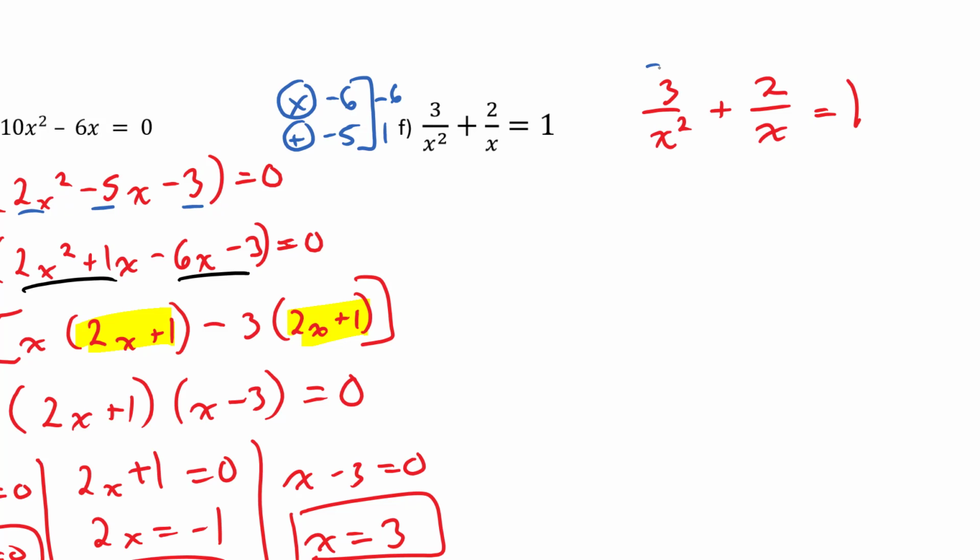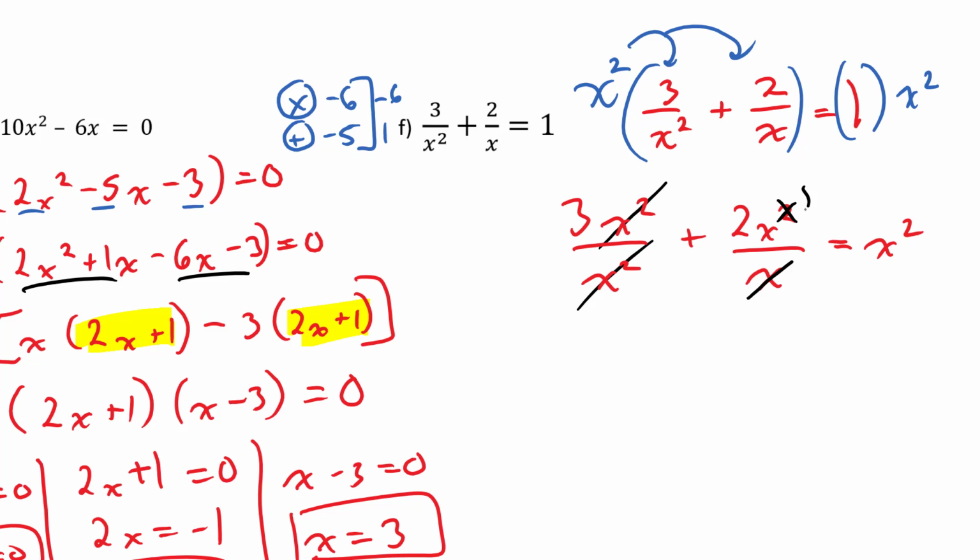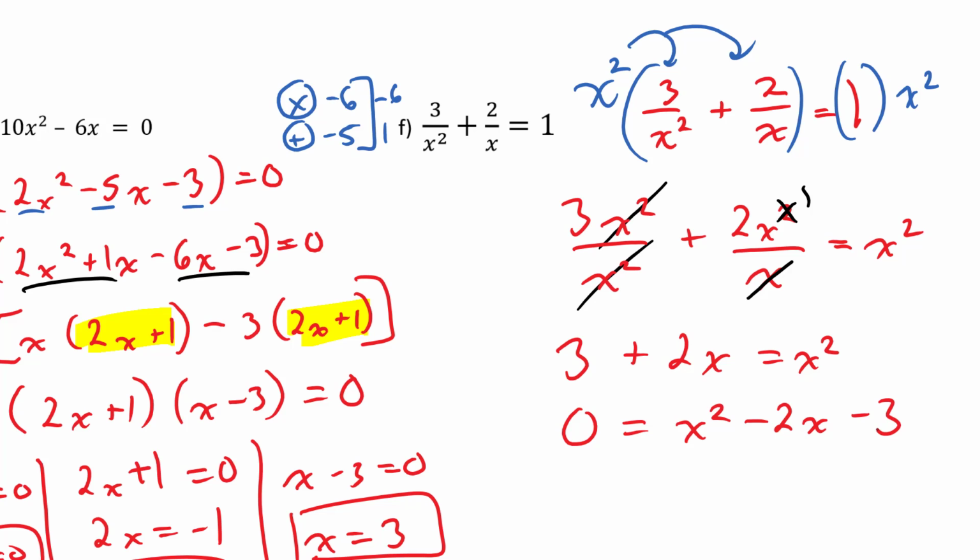Let's get rid of them here by multiplying every side by x squared. When I do that, I have 3x squared over x squared. Remember to distribute to both the values there. 2 times x squared is 2x squared over x is equal to x squared. See what happens? X squared cancels out x squared, and this x cancels out one of those x's. I then get 3 plus 2x is equal to x squared. Swing everything over to one side, x squared minus 2x minus 3. What do you got? You got a simple trinomial, guys.